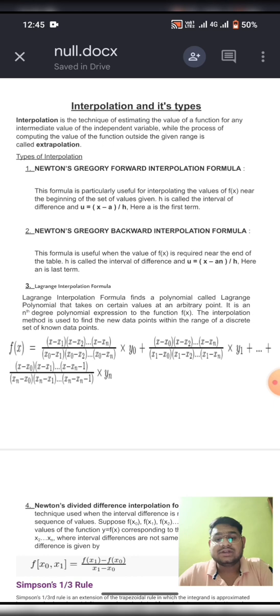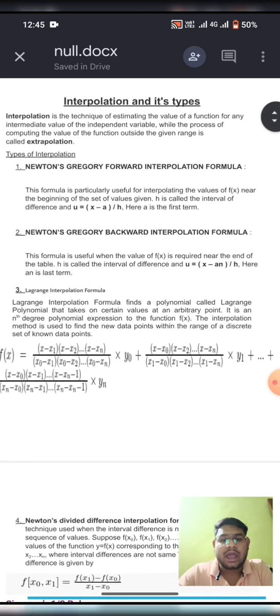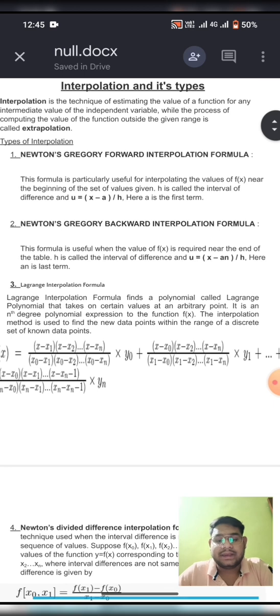First, Newton-Gregory forward interpolation formula. This formula is particularly useful for interpolating the values of f(x) near the beginning of the set of values given. h is called the interval of difference and u equals (x minus a) by h. Here a is the first term.